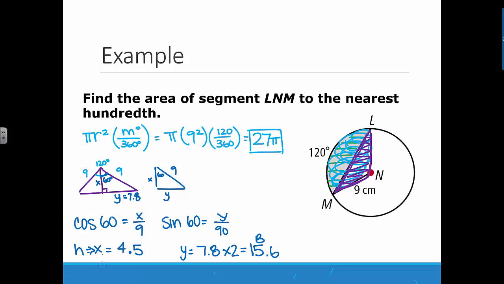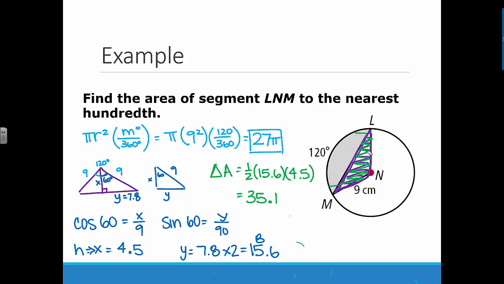So now the area of our triangle is 1/2 our base times our height. And if you throw that into your calculator, we get 15.6 times 4.5, cut that in half, you get 35.1. So that's the area of this triangle here.